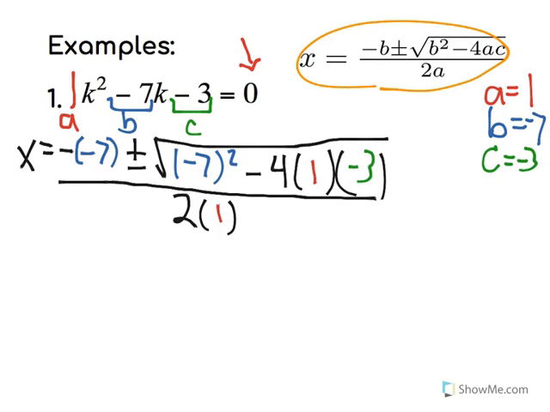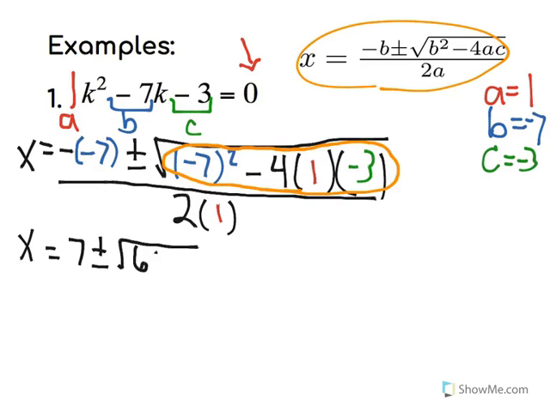So we're going to start by simplifying just what's inside the square root, not taking the square root of anything yet. So x equals negative 7 becomes a positive 7. Plus or minus the square root of. Now inside the square root, when we put that into our calculator, negative 7 squared minus 4 times 1 times negative 3, we get 61. And then everything is divided by 2 times 1 is 2.